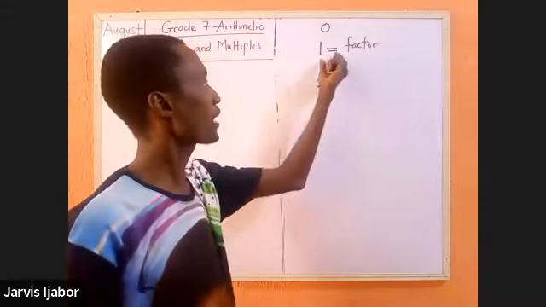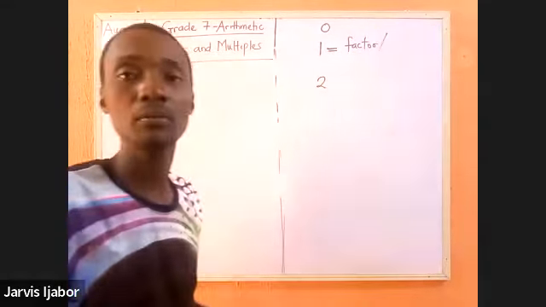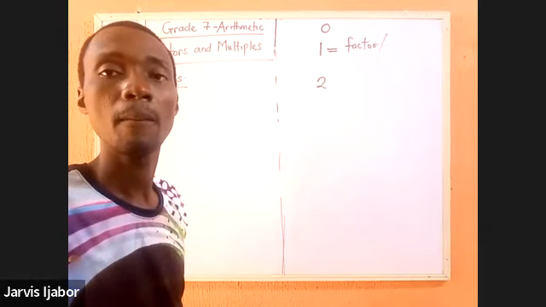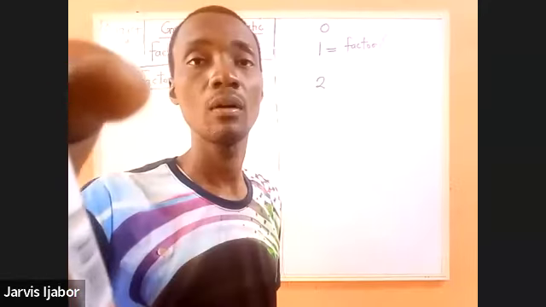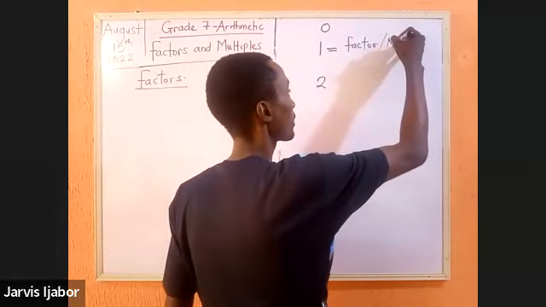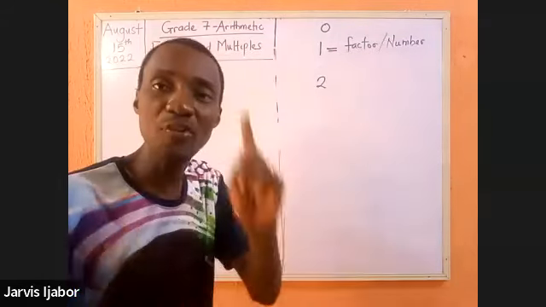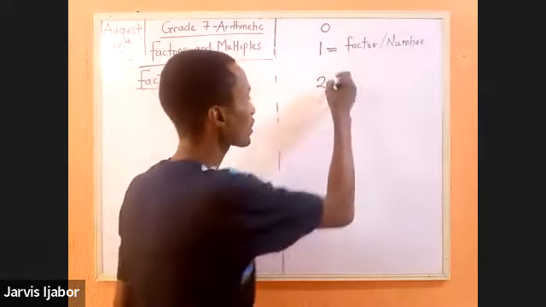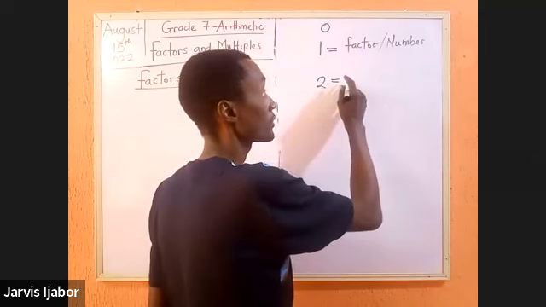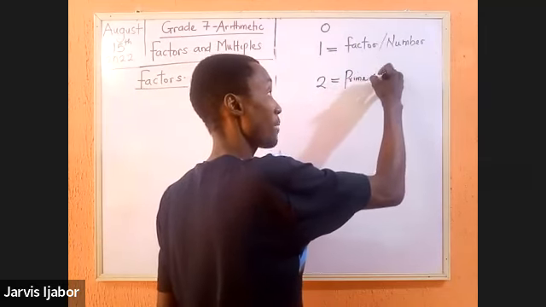All right, 1 is both a number and a factor. So let's look at that. 1 is both a number and a factor. It has 1 factor, which is 1. 2 is also a number, a prime number. It's a prime number.